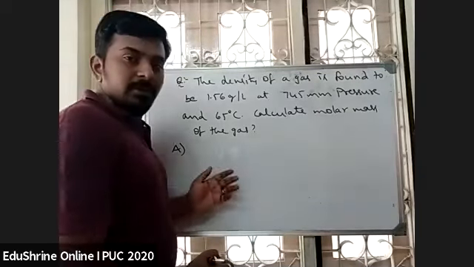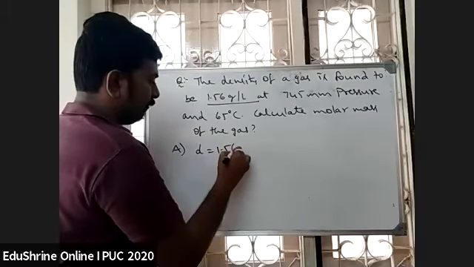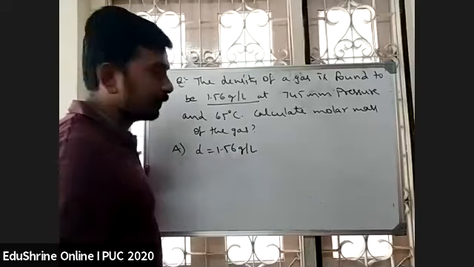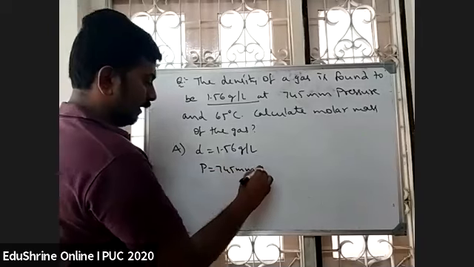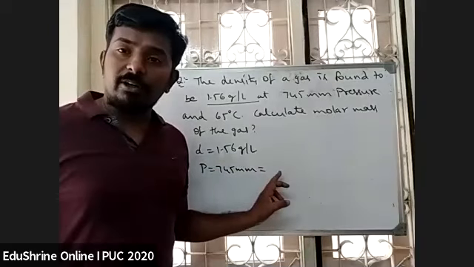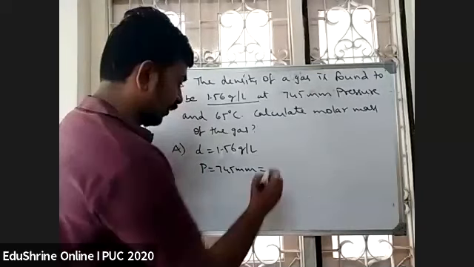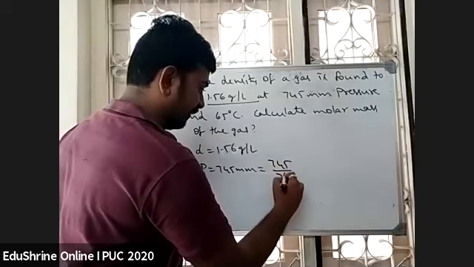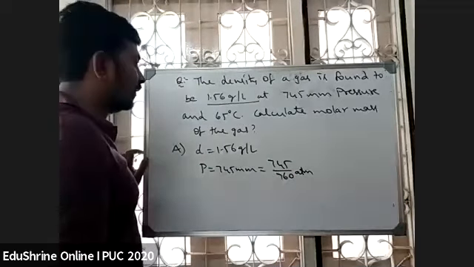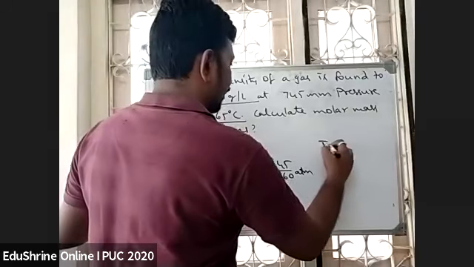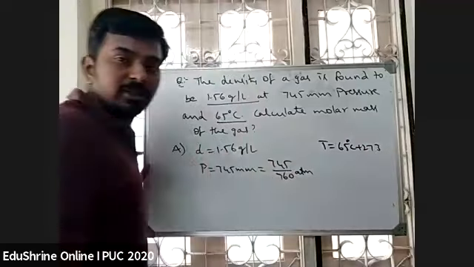Yes, so simple. Density is given as 1.56 gram per liter. Pressure is given as 745 mm. I need to convert it into atm because I need to use the value of R as 0.0821. So in atm, 745 by 760 atm will be the pressure, right? Temperature is 65 degrees centigrade, so 65 plus 273.